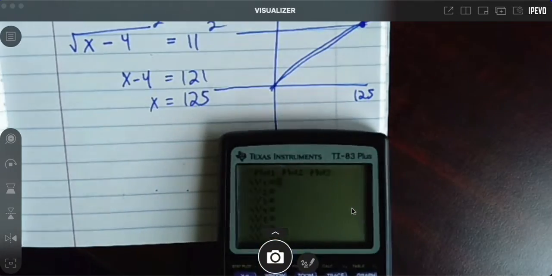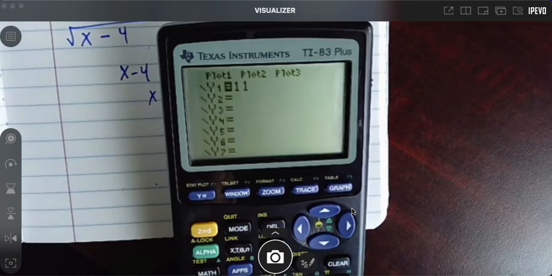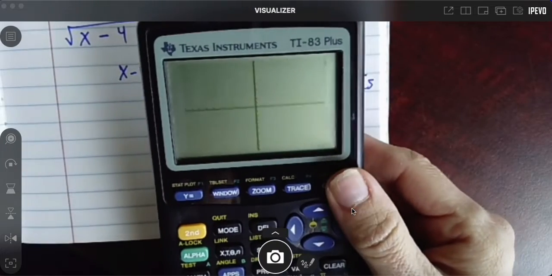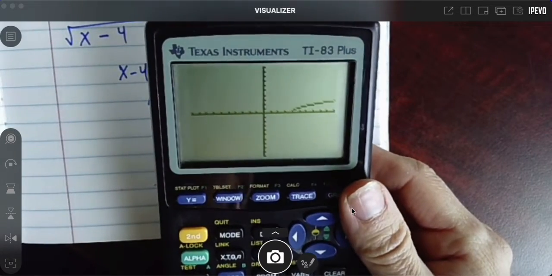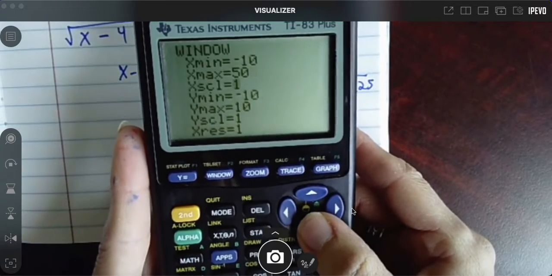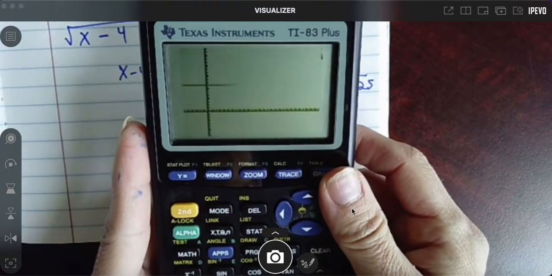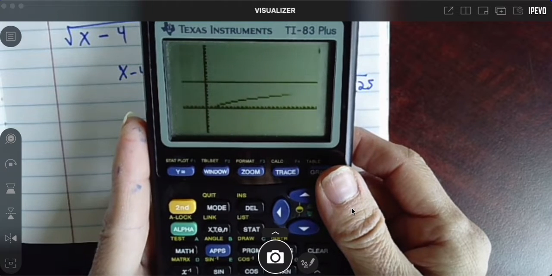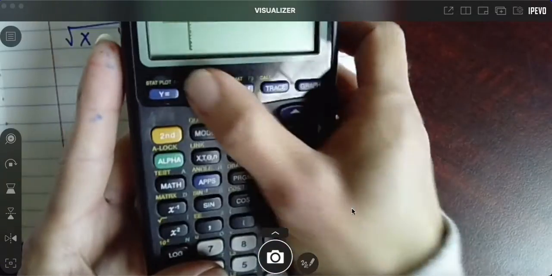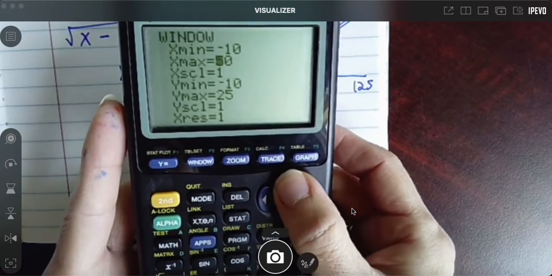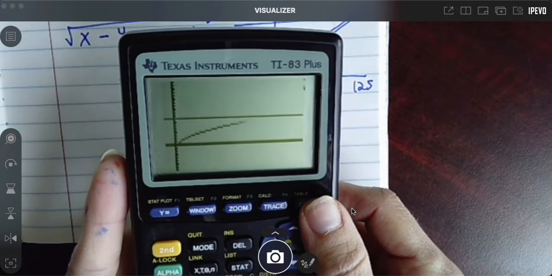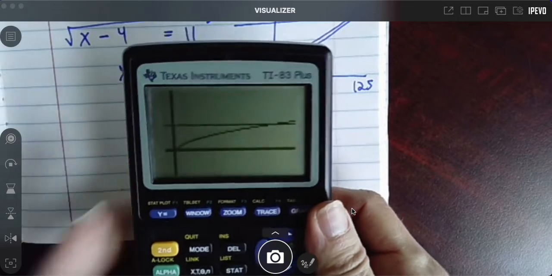If I graphed it and I put 11 as one of my things, and then what's the other one? The square root of x minus 4. And I'm trying to find where these two graphs cross. Oh, I can't even see the 11, so I have to go up some. So watch, let me change my window. I'm going to go out to 50, which isn't high enough, and I'm going to go up to 25. Now watch, where are these graphs going to cross? It still hasn't, and I've gotten out to 50. Well, we know we're going to have to go all the way out to 125. So if I go for my X max out to 150, there's that first graph at 11, and there's where they cross. That would be my answer.